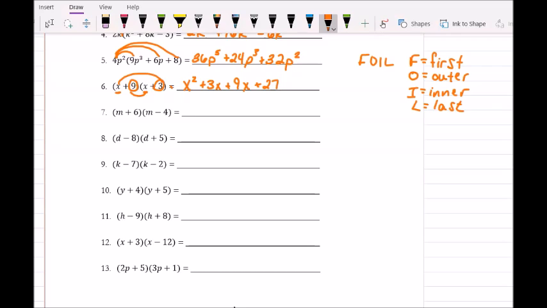Now, after you FOIL, go back through and see if there are any like terms. And we do have 3x and 9x. So let's go back and combine those. x squared plus 3x plus 9x is 12x and 27. And now our answer is a trinomial, but there's nothing else that we can combine. Okay, number 7, same thing. First is the m times the m.